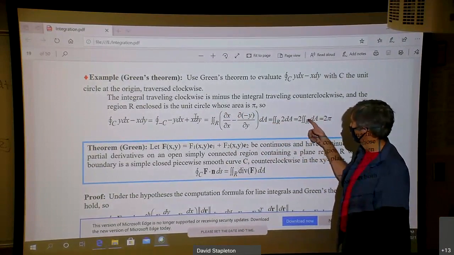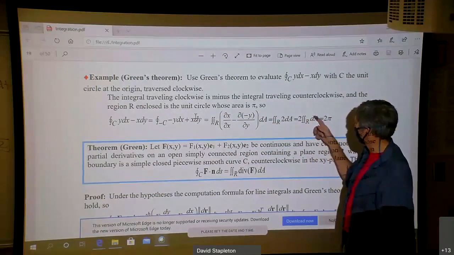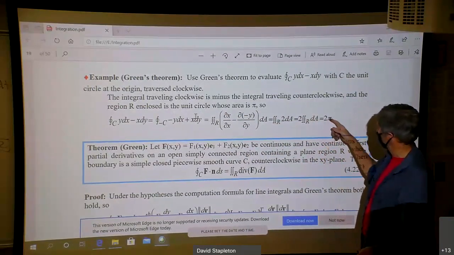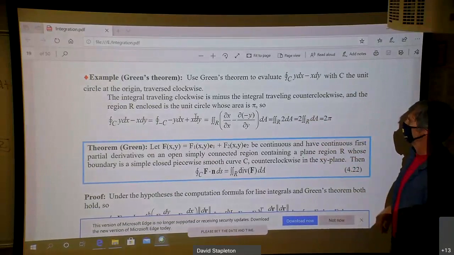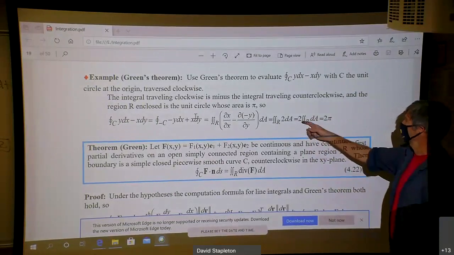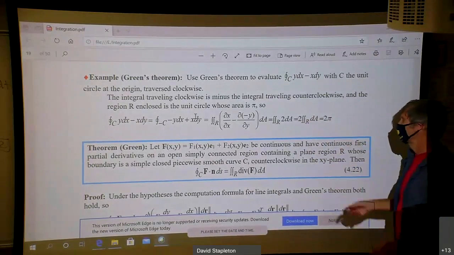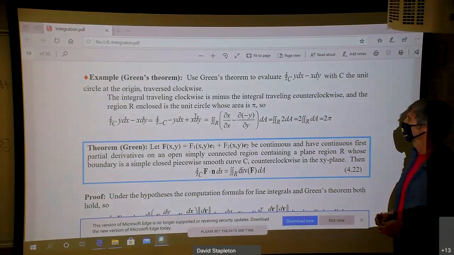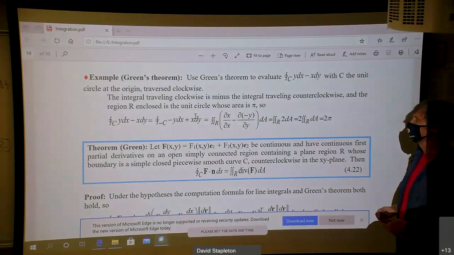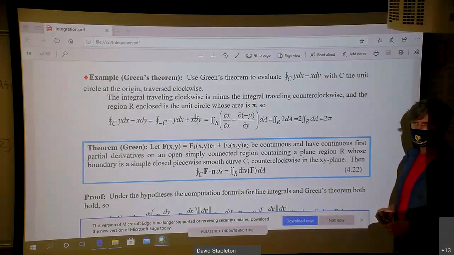Yeah, it's the area. You take the double integral of 1, it's the area. So it's twice the area of the unit circle, which is pi r squared, pi times 1 squared. So this is just 2 pi. Green's theorem actually made this thing easier, right? You just had to do 2 times the area of a circle. So once in a while, that kind of thing comes up. There's a nice example for it. Comments or questions?